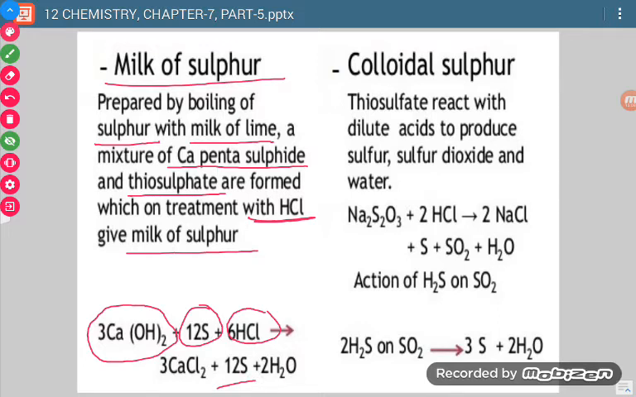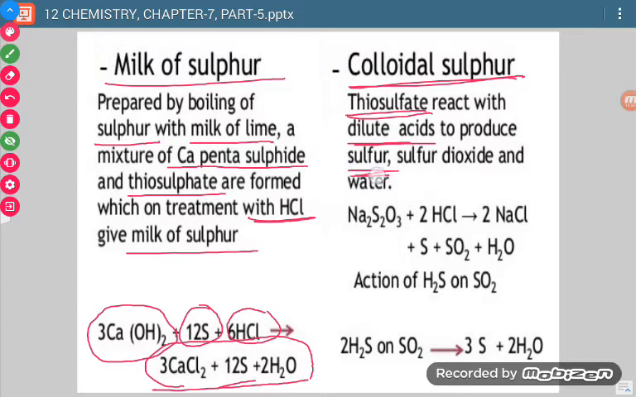Now see, these are the products formed. In this form, we can see something like a colloidal form, just like milk, where sulfur is distributed throughout the sample. So this is given the name milk of sulfur. Now in case we want to obtain the colloidal form of sulfur, how do we do it? We take thiosulfates and react them with some acid.